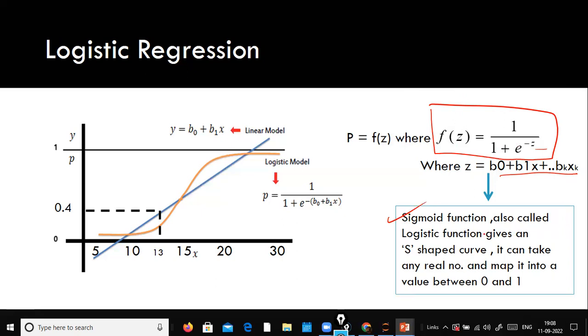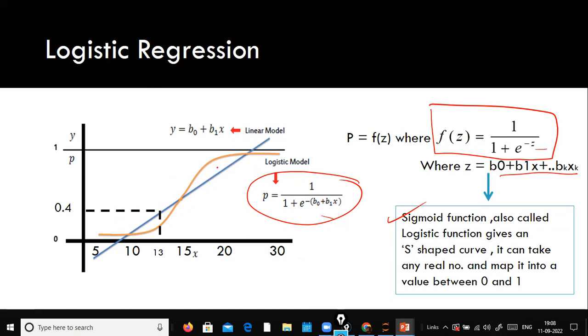Look here, I mentioned already: logistic regression gives an S-shaped curve, unlike a linear regression model. It gives us the S curve, whereas the linear regression model gives us a straight line. This equation, P divided by, right, is the same thing. In shorter form, we call it like this. This is your sigmoid function.